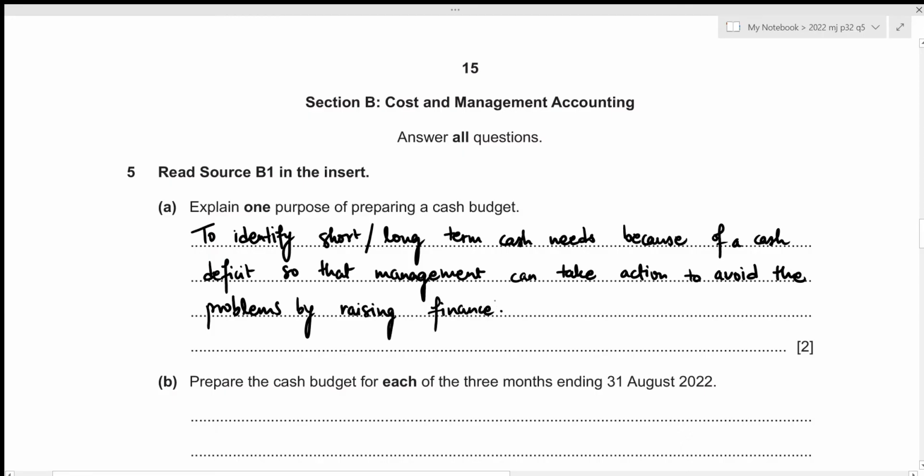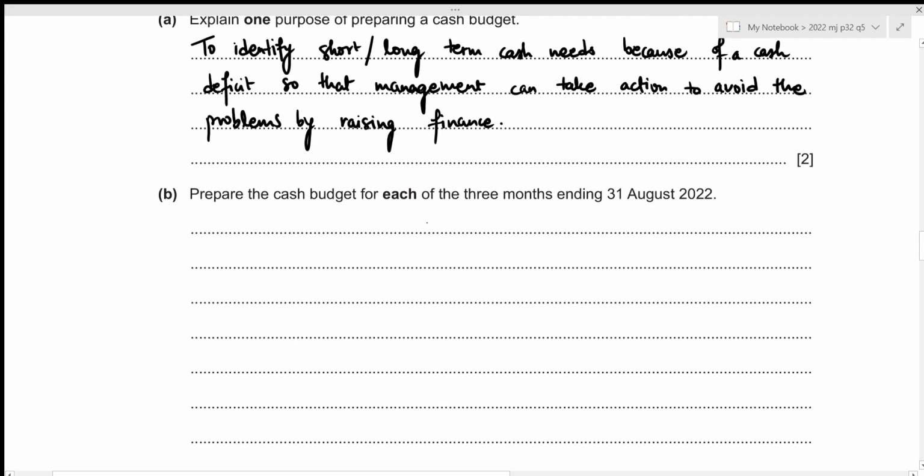This concludes the first part. We can now move towards the second one. We now need to prepare the cash budget for each of the 3 months ending 31st August 2022. So we have the month of August, then we have the month of July, and we have June. Okay, and we can start with our opening balance.